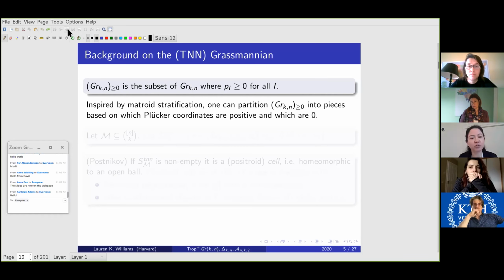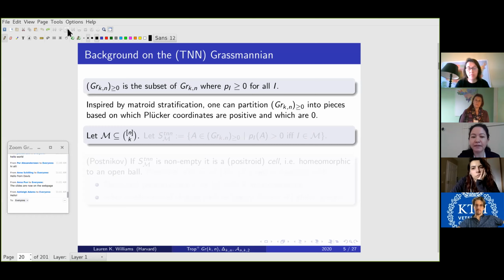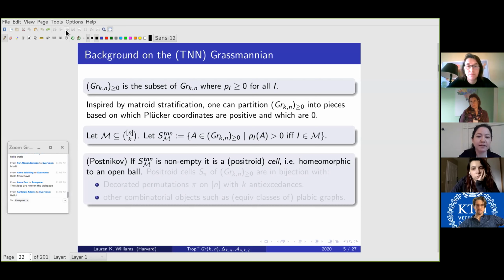Now, inspired by the matroid stratification of the real Grassmannian, one can partition the TNN part into pieces based on which Plücker coordinates are strictly positive and which are 0. More specifically, if M is a collection of k-element subsets of 1 through n, so I'm thinking of this script M as a collection of Plücker coordinates, then you can define S_M^TNN to be the subset of the non-negative Grassmannian where your Plücker coordinate P_I is strictly positive if and only if I belongs in your collection. So we're just partitioning the TNN Grassmannian into pieces based on which Plücker coordinates are strictly positive and which are 0. One of Postnikov's results from the early 2000s is that if this subset S_M^TNN is non-empty, then it is a cell, i.e.